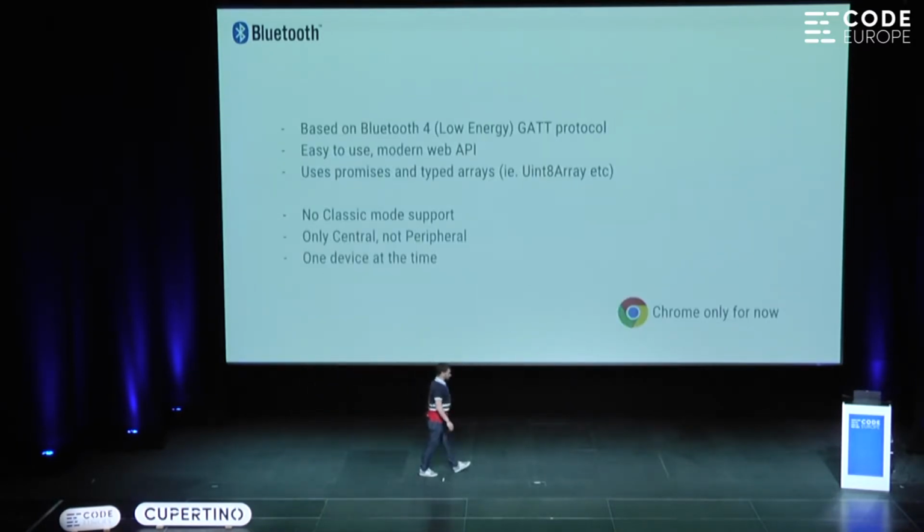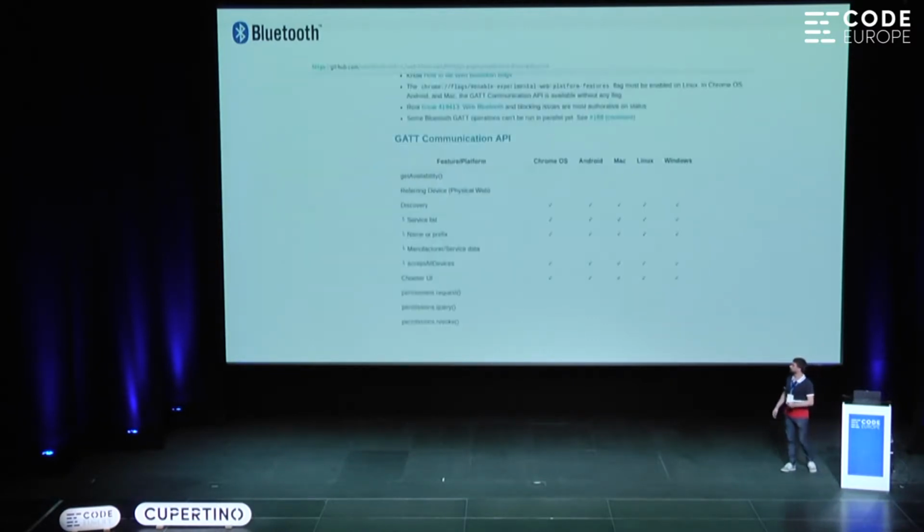So it's based on Bluetooth 4, so this is the low energy part of Bluetooth. It uses all the latest JavaScript standard features, like using promises, which is for async APIs. It's also using typed arrays, so you send data using typed arrays. But it only works with the newer devices, like Bluetooth 4 and up.